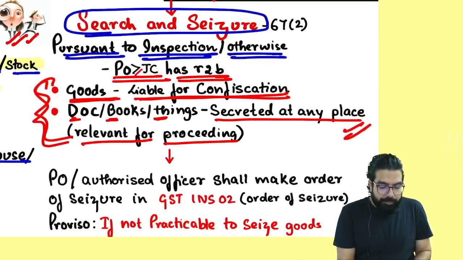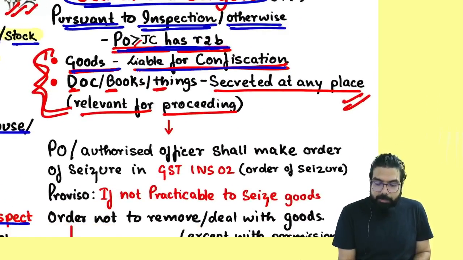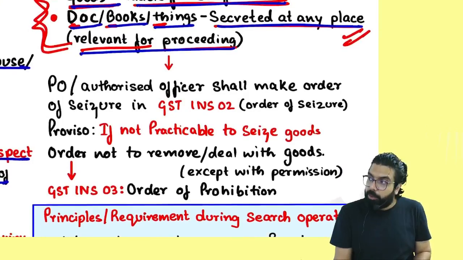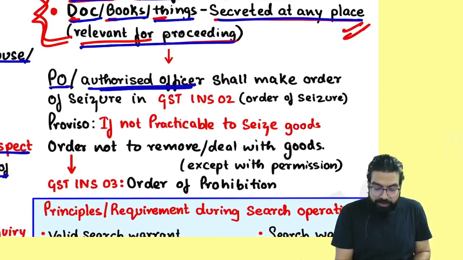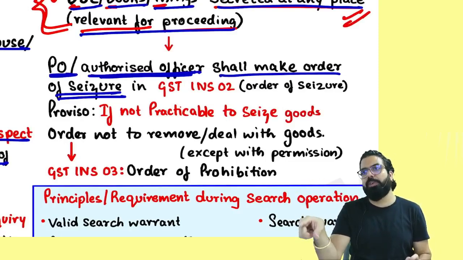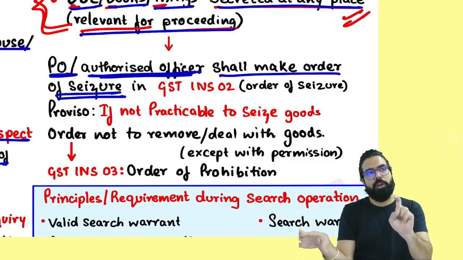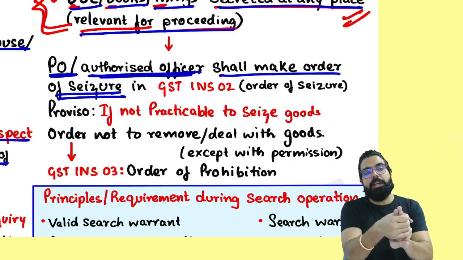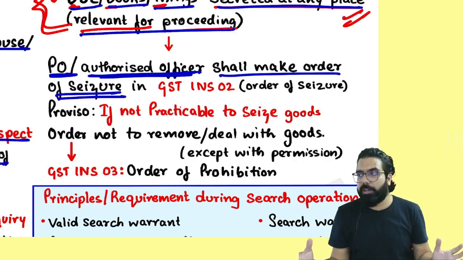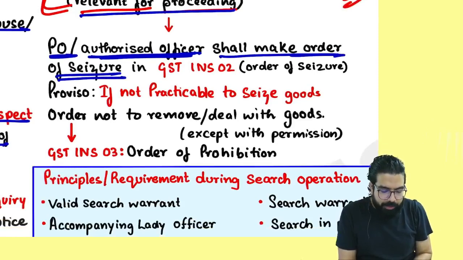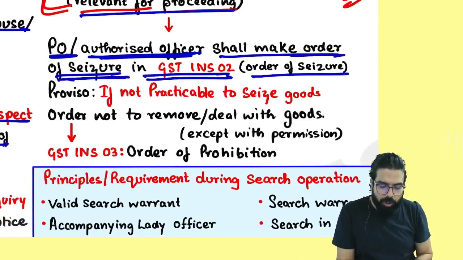Hence, if the proper officer has reason to believe that goods are liable to be confiscated, and documents, books and things relevant for the proceeding are secreted in any place, then the proper officer will authorize another officer. The proper officer or the authorized officer will make an order of seizure. They came to my premises and found goods on which tax is not paid. These are liable to be confiscated, sir. Secondly, documents, books and things they found, which they will use as evidence. So they will take all these documents, books, things and goods along with themselves. They will pass an order of seizure in GST INS 02 and take the goods along with them.